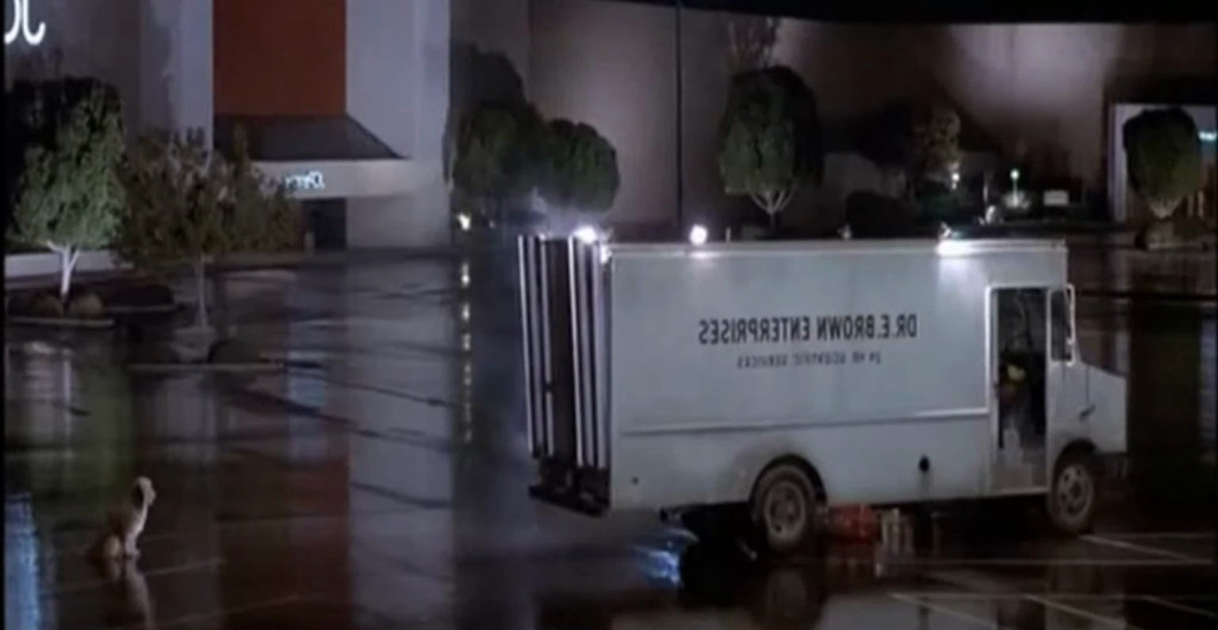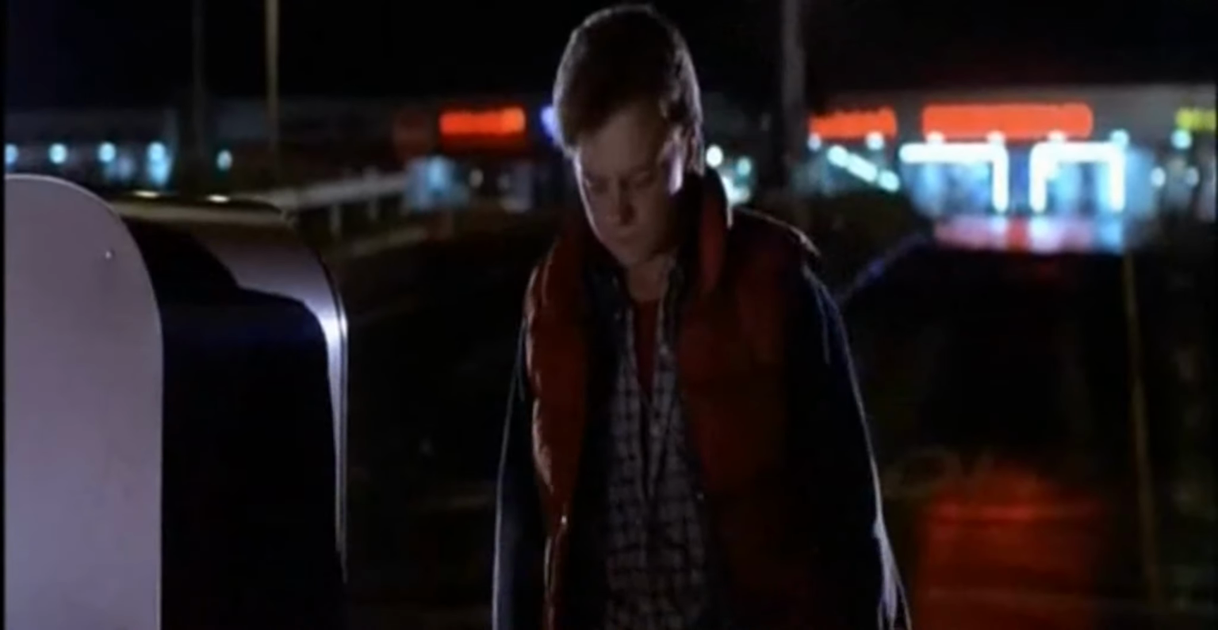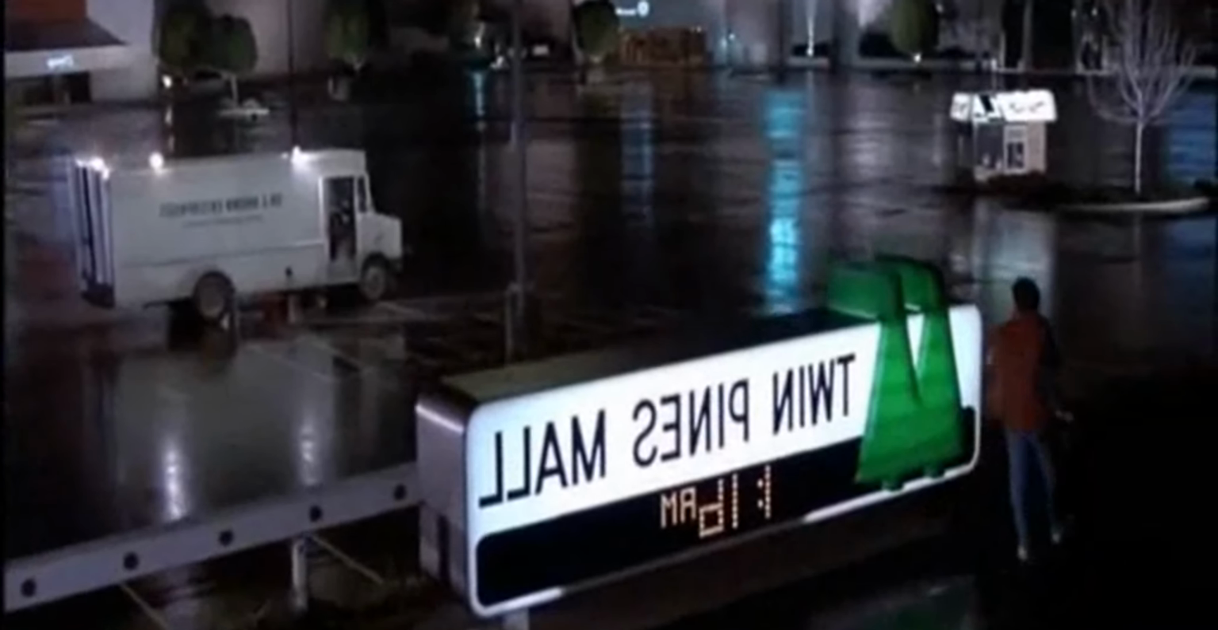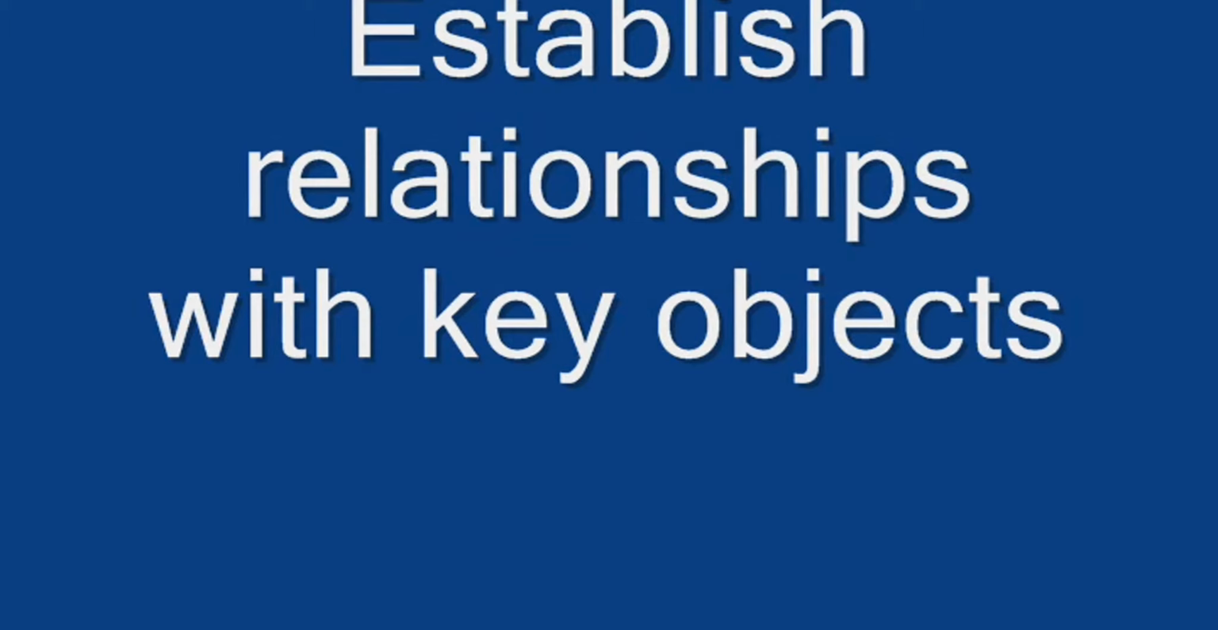Seeing the world from a character's perspective helps us engage empathetically with them. In this scene, we are encouraged to identify with Marty McFly as the main character. The eyeline match is also important for conveying story.